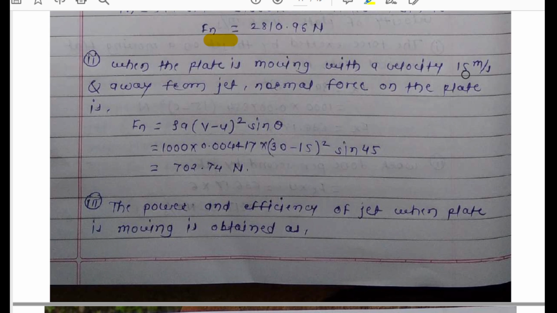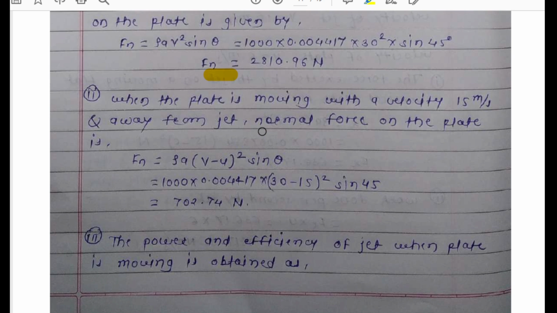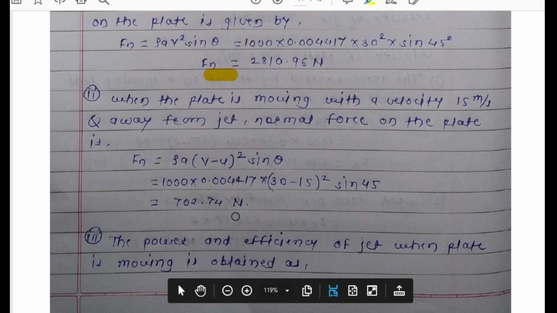And secondly, when the plate is moving with a velocity of 15 meters per second, that means the velocity of plate u is 15 meters per second, the normal force will be rho a (v minus u) square sine theta. You can see the only difference is, here only v is there and here v minus u is there. That means here the absolute velocity is used and here the relative velocity. By considering all the quantities you will calculate the value of normal force here also.